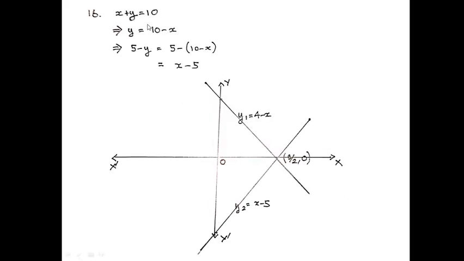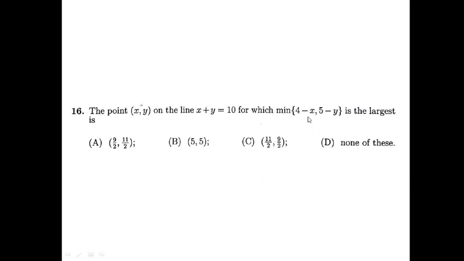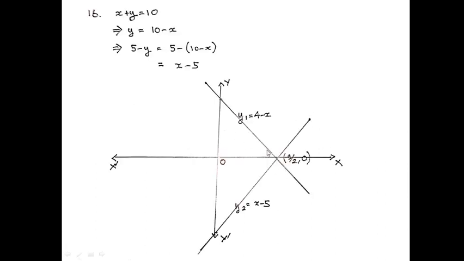So x plus y is 10, y is 10 minus x, so 5 minus y is 5 minus 10 minus x, that is x minus 5. So one graph is x minus 5 and the other graph is 4 minus x, and this is maximum. The minimum of these two graphs is maximum at this point, where 4 minus x equals x minus 5, or x equals 9 by 2. Okay, so this is the meeting point of both the graphs.